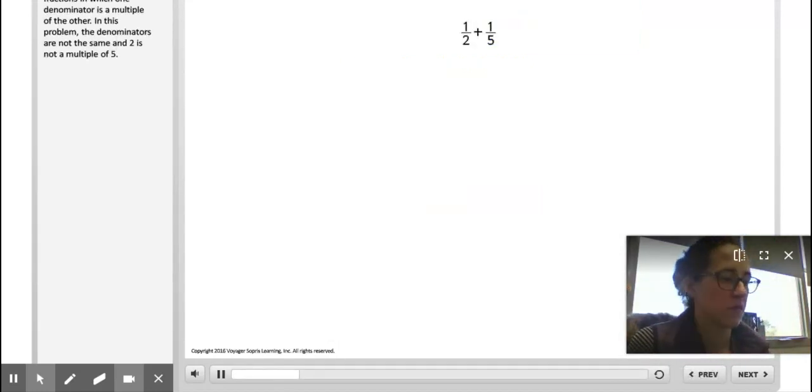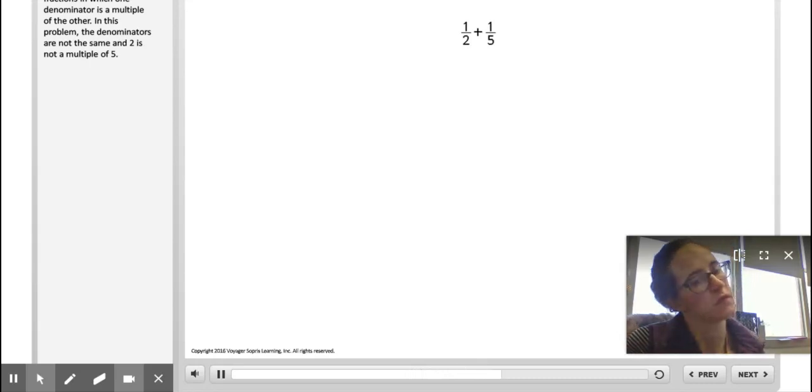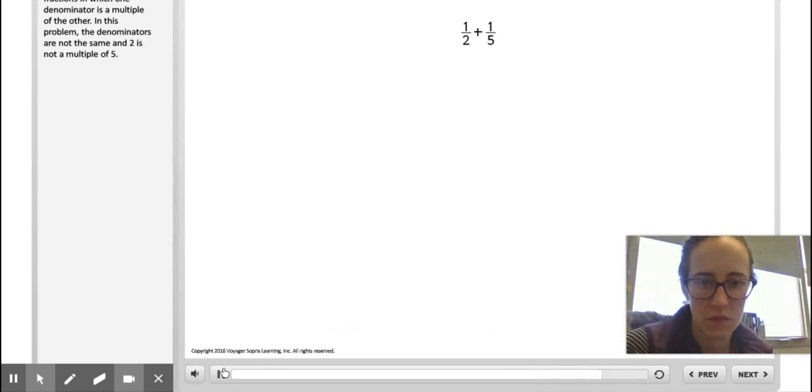So far, we have added fractions with the same denominator or added fractions in which one denominator is a multiple of the other. In this problem, the denominators are not the same, and 2 is not a multiple of 5. Okay, so if we were going down that multiplication chart and looking at the multiples of 2, we'd be like 2, 4, 6. Okay, so 5 doesn't fall in there. So now what do we do?